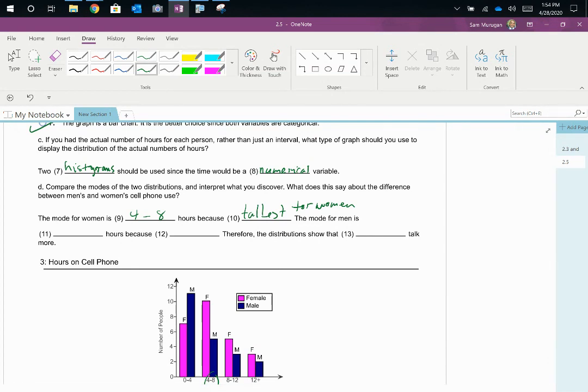And then the mode for men, the tallest would be the 0 to 4 category, because it's the tallest bar for men. So the distributions show that women talk more on their cell phone based on this group of data.